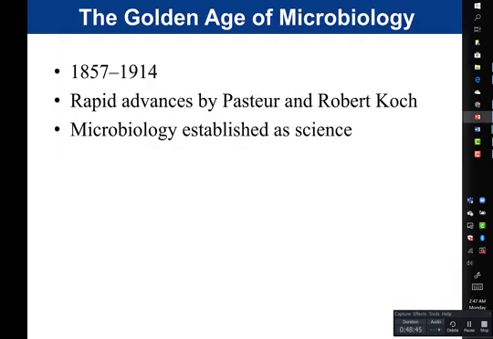So between 1857 and 1914, this was considered the golden age of microbiology. And so there were rapid advances in the field by both Pasteur and another scientist by the name of Robert Koch. Now that last name, Koch, can be pronounced a variety of ways. Some people will say Cook, some people will call it Koch, some people will call it Coke. It just depends on who you're talking to.